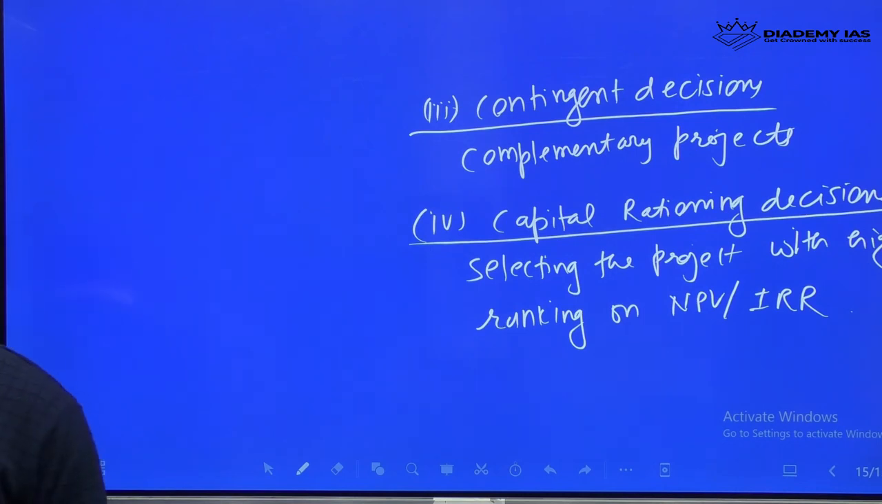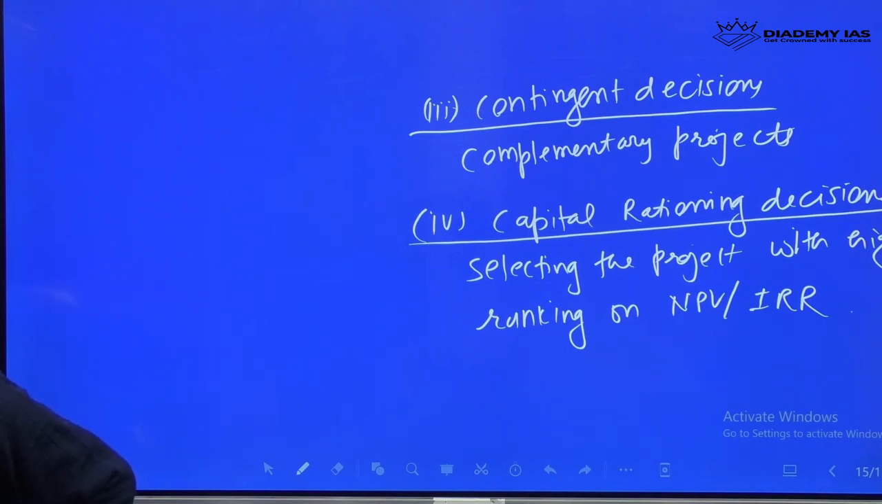Now, homework for you, please come to this importance of capital budgeting, page number 94. Then objectives of capital budgeting, factors affecting capital budgeting, all these are very simple, self-explanatory. Okay, so page number 94, page number 95.